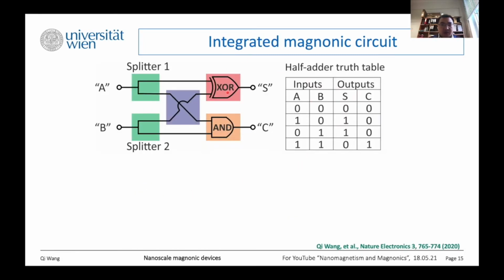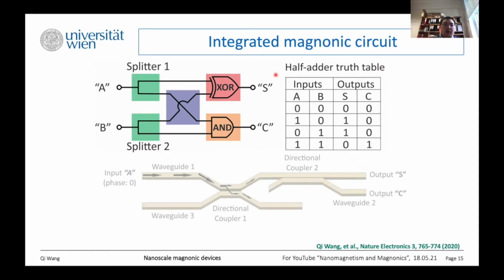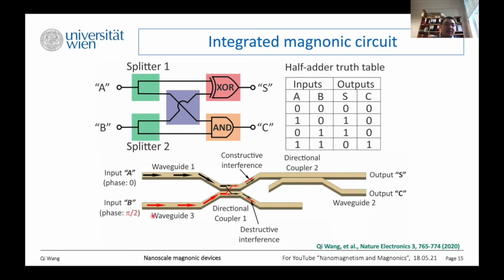So here we choose a half adder, which is a basic element in CMOS. It consists of two logic gates, XOR and AND. Here is the truth table of the half adder. We design a magnonic half adder which consists of 3 nanowires and two directional couplers, directional coupler 1 and directional coupler 2. Directional coupler 1 works as a power splitter. So if we have one input, half the energy goes to this waveguide and half the energy stays in the same waveguide. The same case for the input B, half the energy goes here and half the energy goes here.